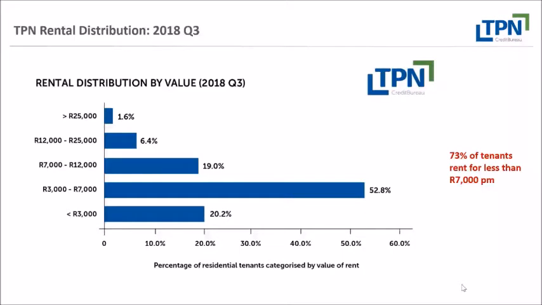This is a very interesting section of the TPN report, which states that tenants tend to stay for an average of 18.3 months in a lease agreement.